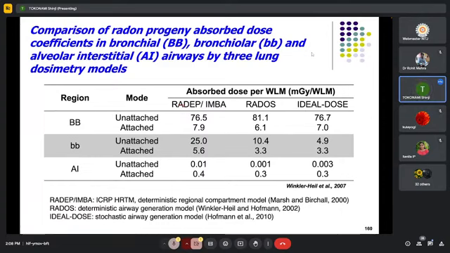There are three types of calculation codes. RADEP and IMBA use the ICRP Human Respiratory Tract Model, a Deterministic Regional Compartment Model. RADOS is a Deterministic Airway Generation Model. IDEAL-DOSE is a Stochastic Airway Generation Model.